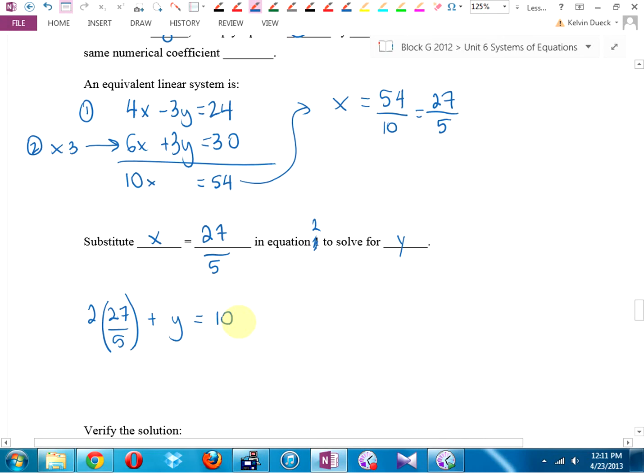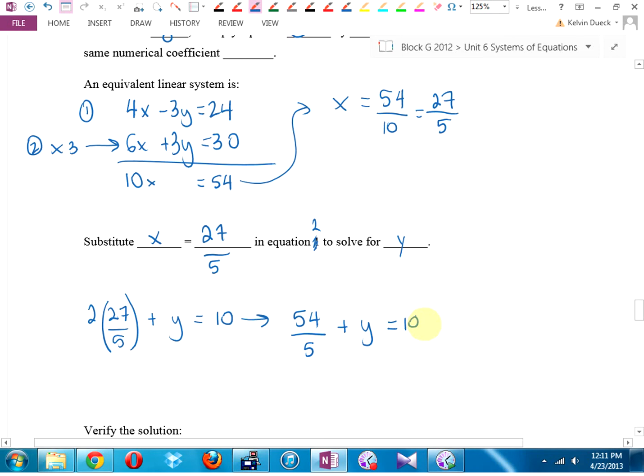Now what? Felt sad. Any suggestions? Okay. So 2 times 27 over 5. Fair enough. So you're saying that's going to be 54 over 5 plus y equals 10? Sure. Felt sad.